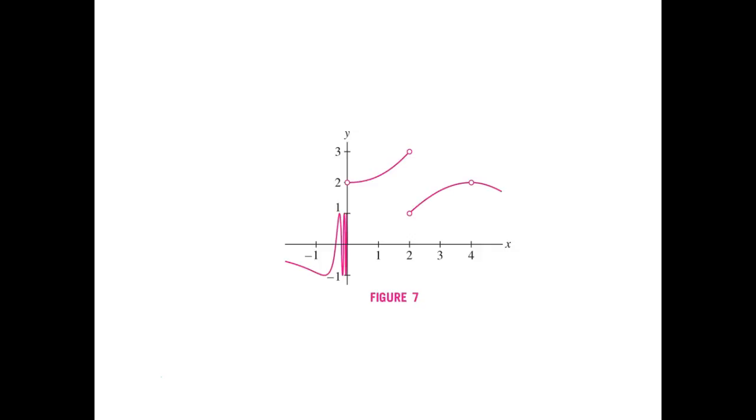But they're not the same, so it doesn't have a limit as x approaches 2 in general. Does it have a limit as x approaches 4? It doesn't have a value at x equals 4. As x approaches 4 from the left? Yes. From the right? Yes. And they are the same limit, so it does have a limit there. So, weird, but true.